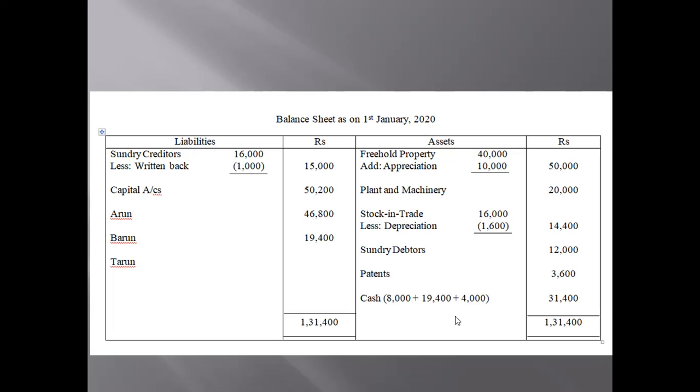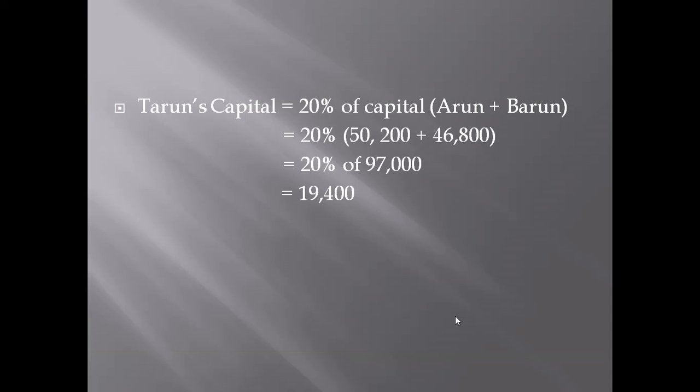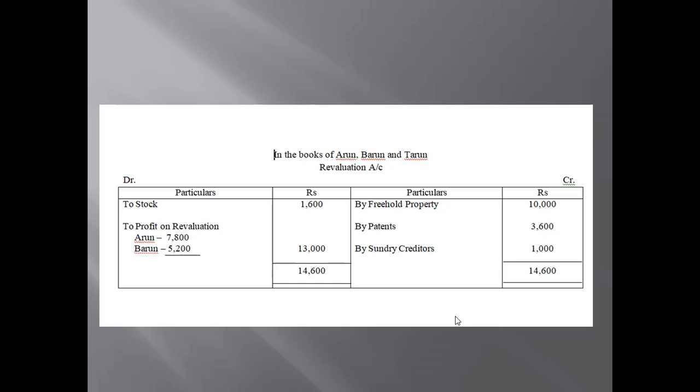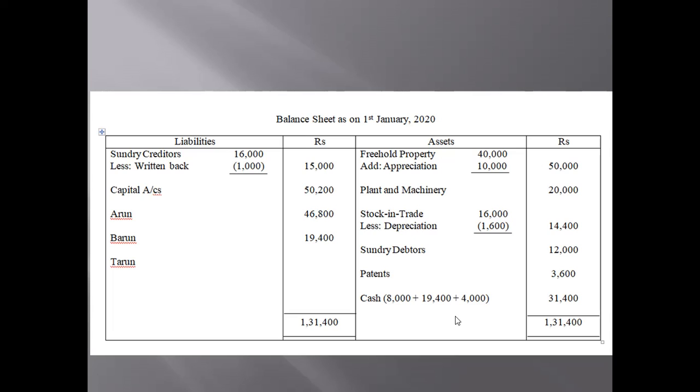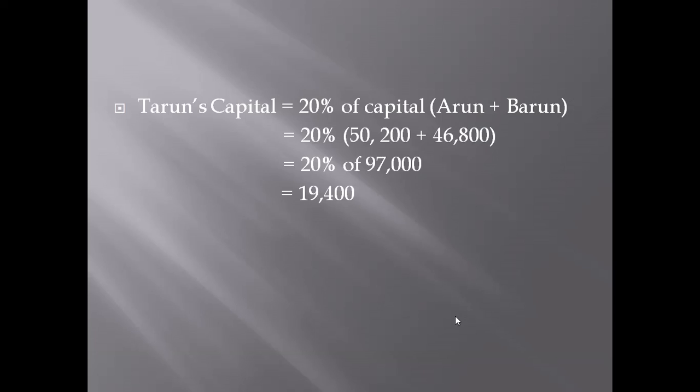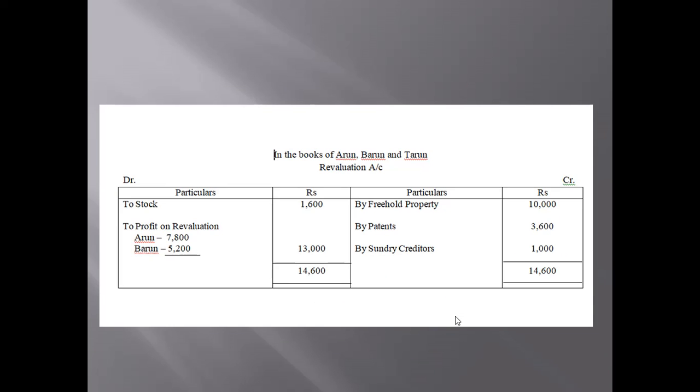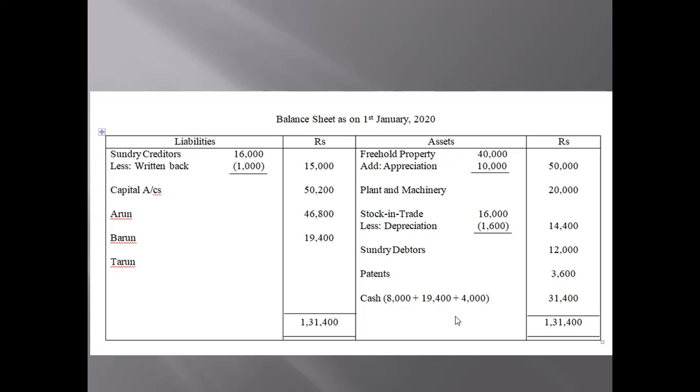Plant and machinery. Look at the question. Plant and machinery is 20,000. Can you see plant and machinery in the revaluation account? No, you cannot see it, isn't it? Write the amount directly, 20,000. Now go to stock in trade. How much is given? 16,000. Look at the revaluation account one more time. Where is the stock given? The stock is given on the debit side, which means minus. So you have to subtract it. That is depreciation. 14,400.